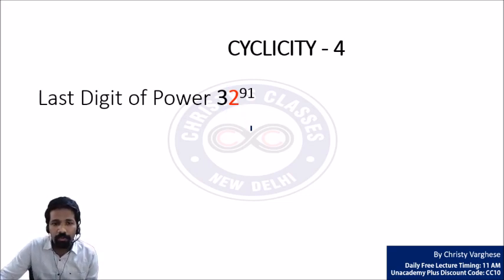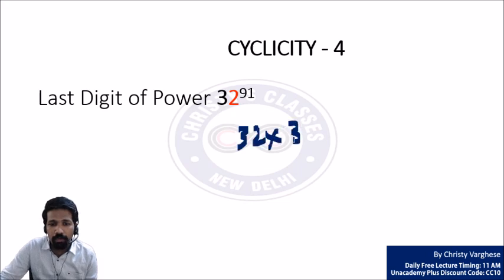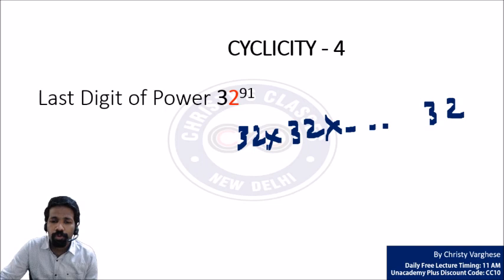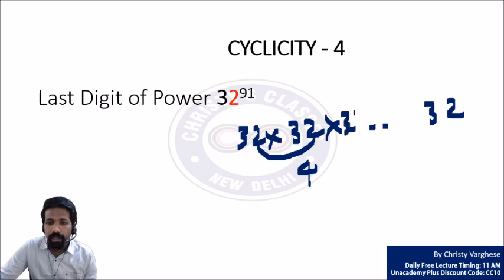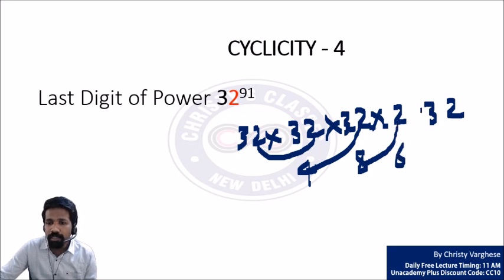First of all, 32 raised to 91 means 32 into 32 into 32, 91 times. That is 2 into 2 into 2, 91 times. That only matters here. 2 into 2, 4. Again 32's, 4 into 2, 8. Again 32, 2 only I am taking. 8 into 2, 16. Again 32. 6 into 2, 12, that is 2. So it started with 2.